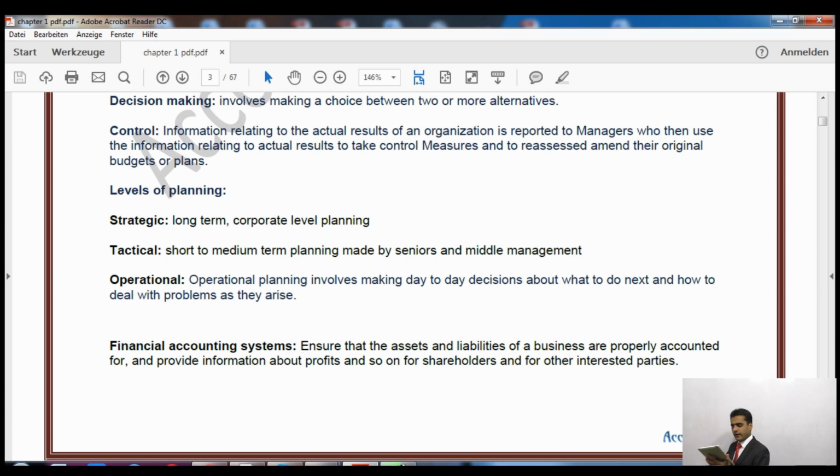Right, so levels of planning in your notes: strategic, which is long-term corporate level planning; tactical, which is short to medium term, made by seniors and middle management; and operational planning, which involves making day-to-day decisions about what to do next and how to deal with the problems as they arise.